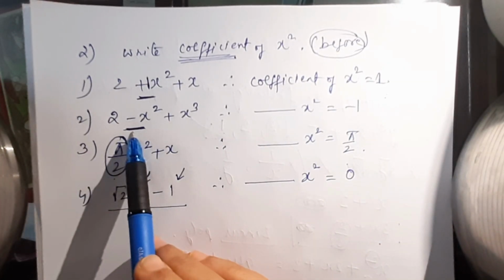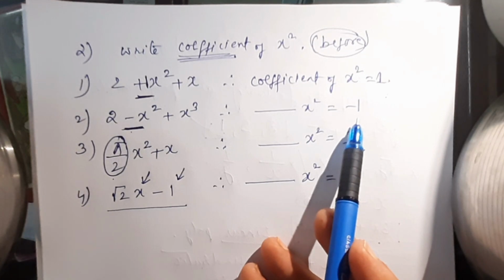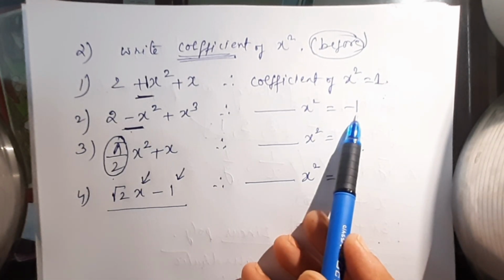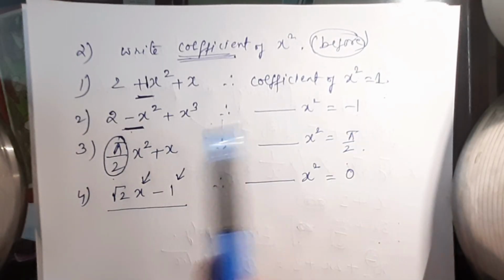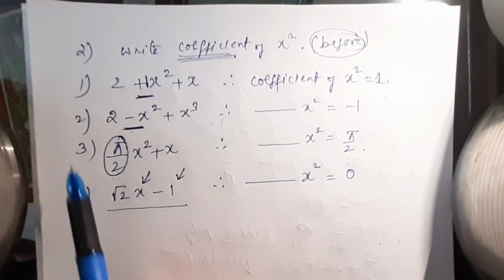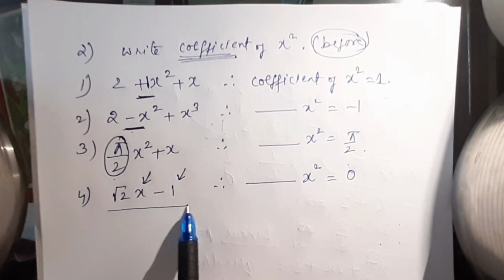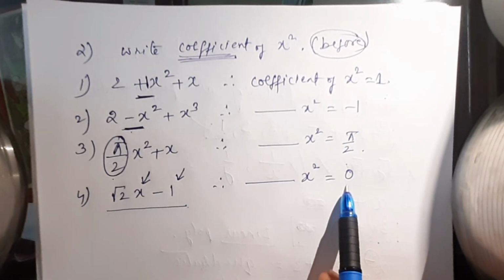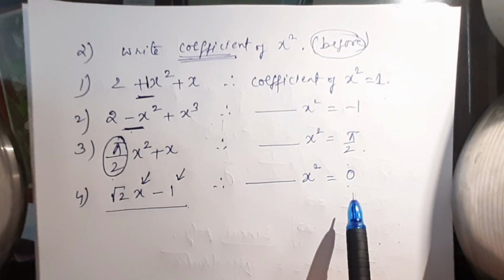So whenever we are writing any coefficient, we need to put the value that is there before the x square term. Here before x square, minus 1 is there. So the coefficient is minus 1. Nothing means I made it 1. Here before x square, pi by 2 is there. Now in the fourth question, the x square term is not there at all. So we considered the coefficient as 0. If the term is not there, we cannot write 1. If the term is there but no value is there before it, then it is 1. Now the second question is over.